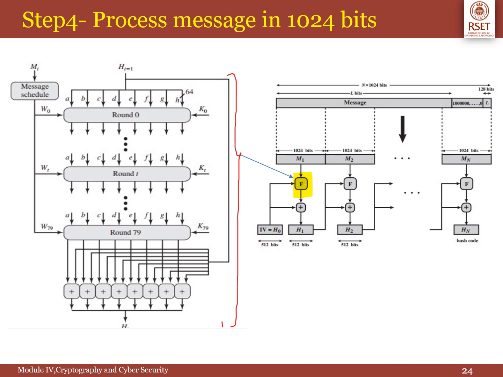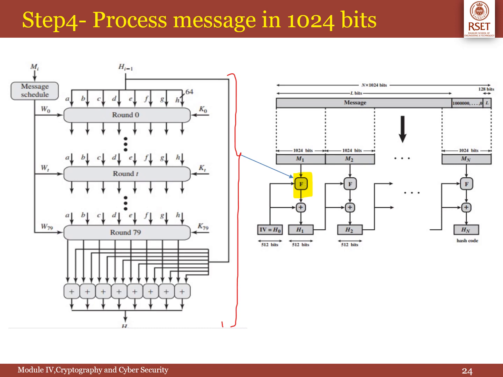Now let's look into step 4, process message in 1024 bits. As we have defined before, the message that is given to SHA-512 will be divided into blocks of 1024 bits. Now how is this 1024 bits being processed using SHA-512? That is what we will explain.